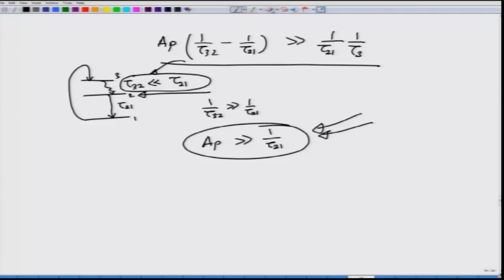Sorry, this is not greater than, this is actually approximately. So, AP threshold we will call 1/tau 21, because tau 32 is much smaller than tau 21. In this equation, 1/tau 32 being larger than 1/tau 21 means AP divided by tau 32 is much larger than 1/tau 21 divided by 1/tau 3, and you can cancel this with this one, this anyway goes to 0, and AP will be approximately equal to the critical value 1/tau 21, but you of course need to pump beyond this.